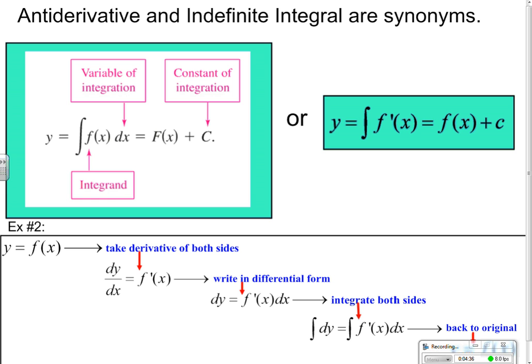Let's see. Where do we got? We need to look at notation. This is our antiderivative symbol. Find the antiderivative. It's also referred to as an indefinite integral.